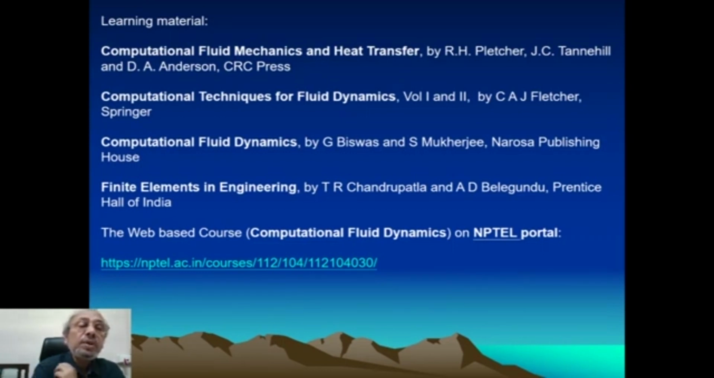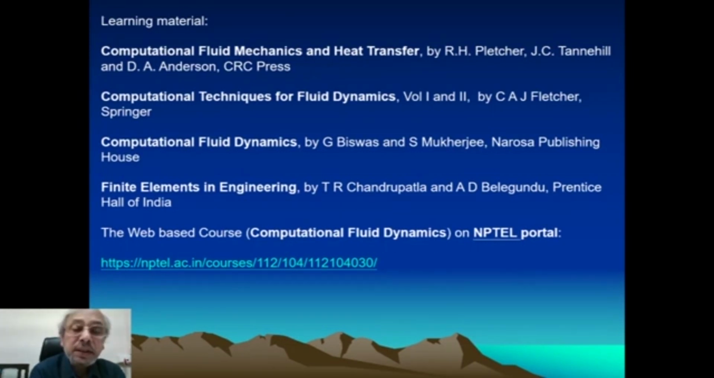Here are some books. We will follow the lectures, but for the resource materials, we can follow these books. Computational Fluid Mechanics and Heat Transfer by Fletcher, Tannehill, and Anderson. Computational Techniques for Fluid Dynamics, Volumes 1 and 2, an excellent book in two volumes by C.A.J. Fletcher. Computational Fluid Dynamics by Biswas and Mukherjee. It's an Indian book. Narosa Publishing House published this, available easily.